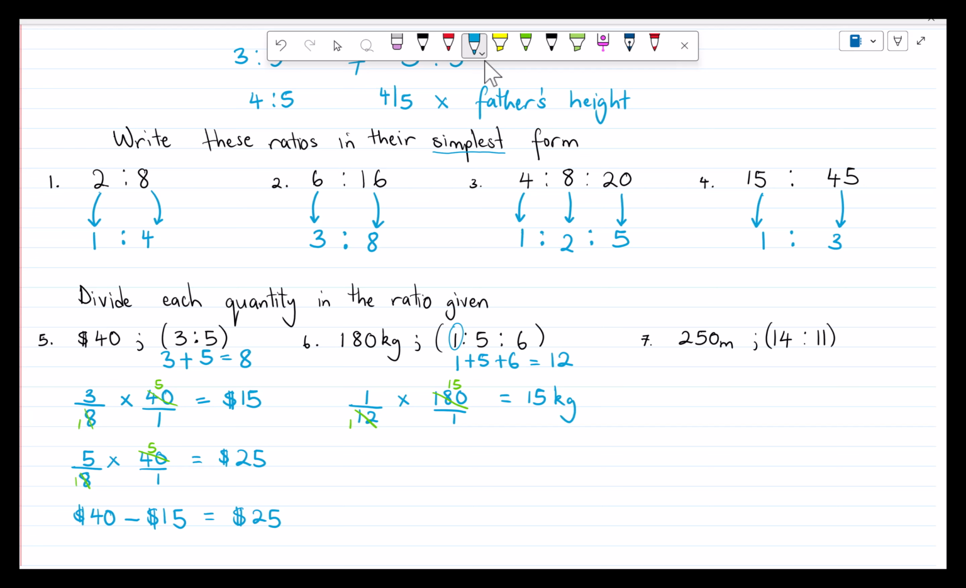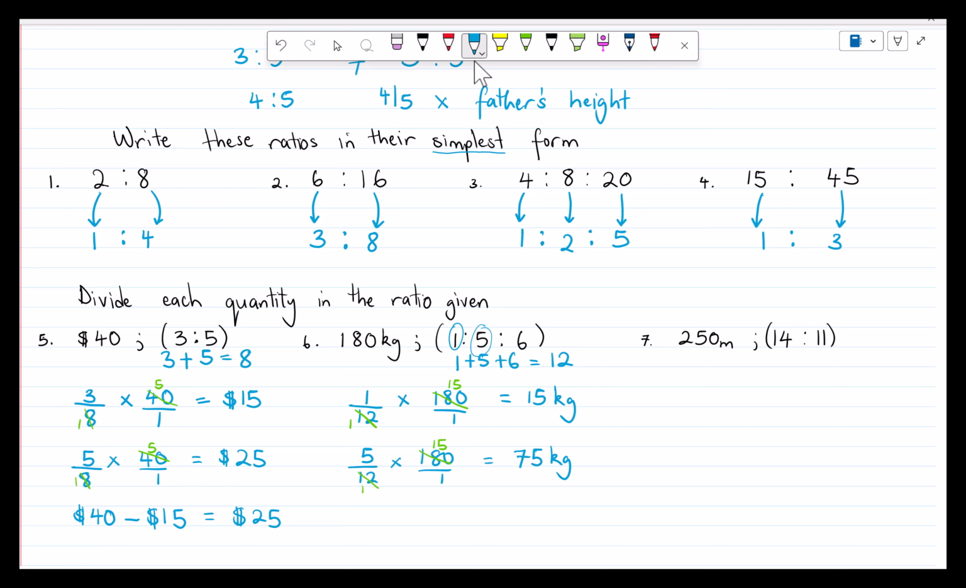And then for the second one, we're going to use 5. Hence we say 5 over 12 multiplying 180 over 1. Already we have gotten what 12 into 180 is, and which is 15. So now we say 5 times 15 and we get our answer as 75. And remember, the units, they are in kgs.